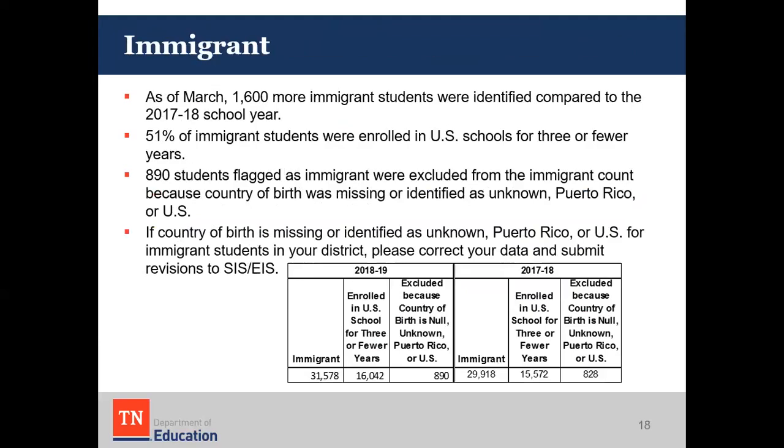890 students flagged as immigrant were excluded from the immigrant count because country of birth was missing or identified as unknown, Puerto Rico, or the United States. If country of birth is missing or identified as unknown, Puerto Rico, or the United States for immigrant students in your district, please correct your data and submit revisions to CIF and EIS.